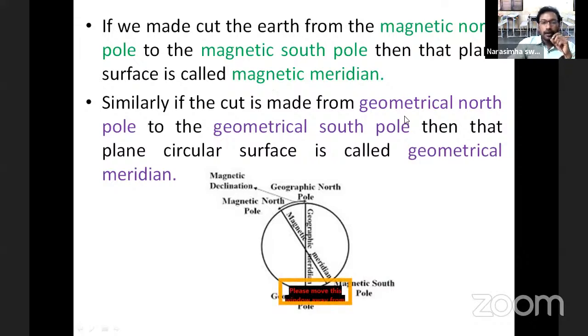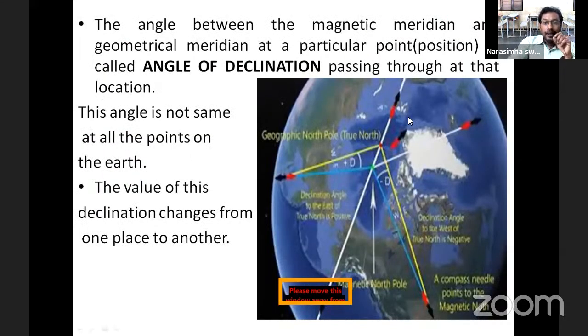Okay, right? And see, the angle between the magnetic meridian and the geometrical meridian at a particular point is very important. Where these 2 planes are, that you are observing, is very important. Look at this diagram. See here, the red dot is there. The red dot is the geographical north pole, and the green dot is the magnetic north pole. So if you observe from different points, the magnets given here are black and white.